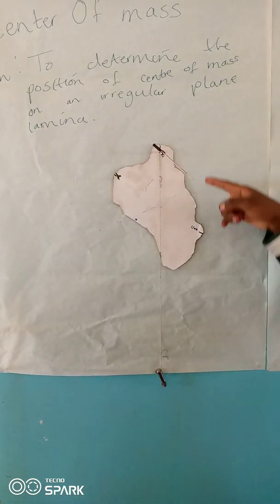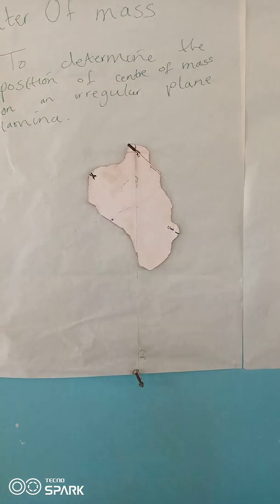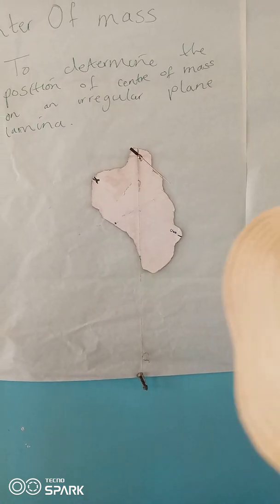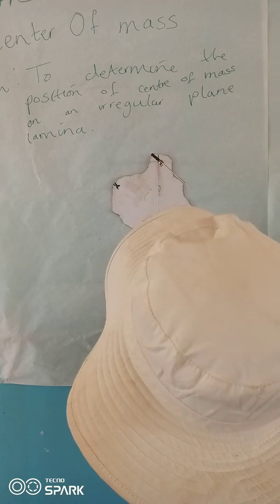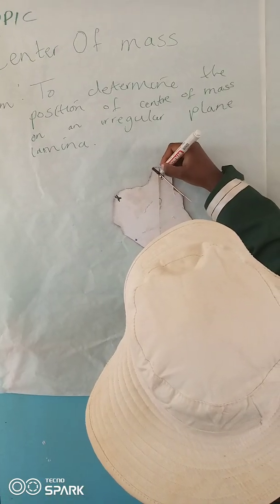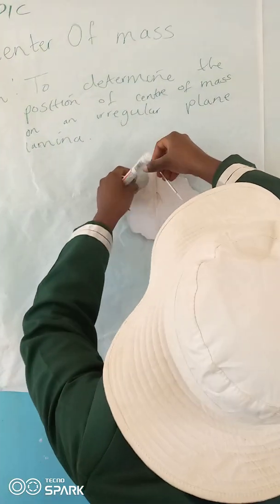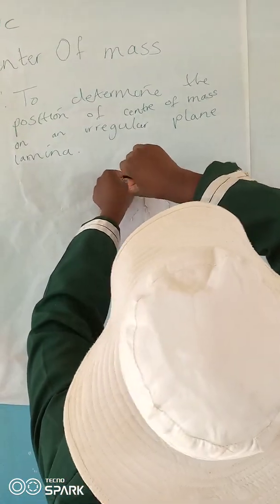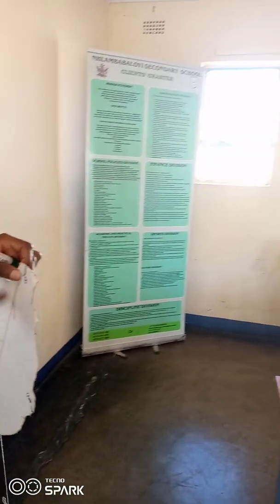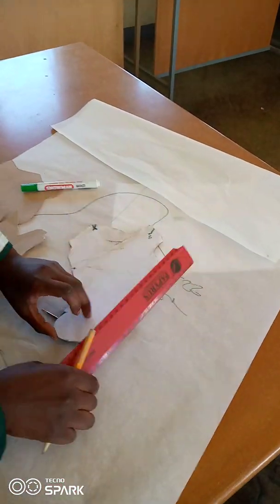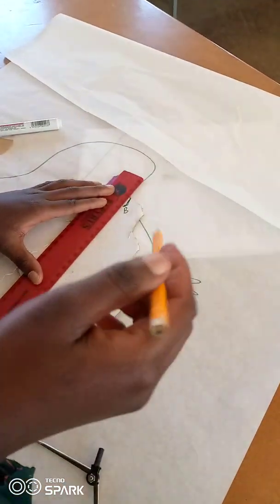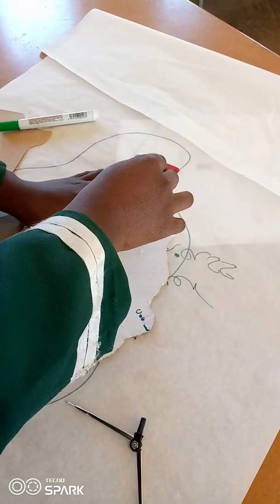So when this lamina is stable, I can now take my white marker, then mark the points. Then I'm going to remove this plumb line, then draw a straight line just along those marked points of the plumb line. So here we do it like this. We just have to join these marked points.